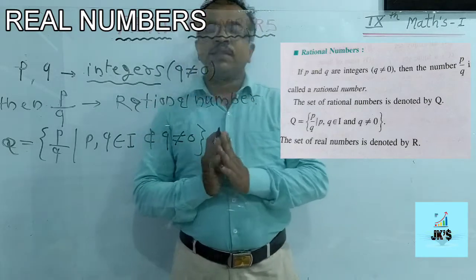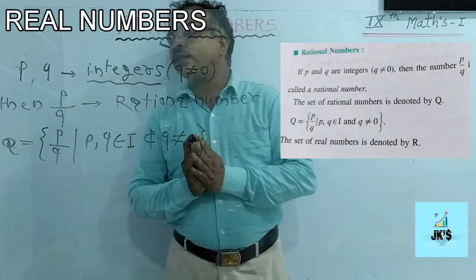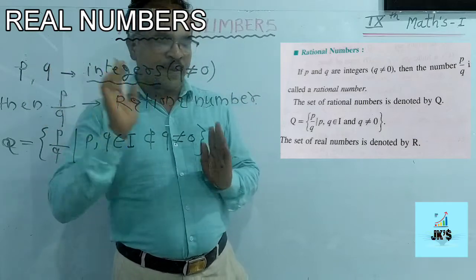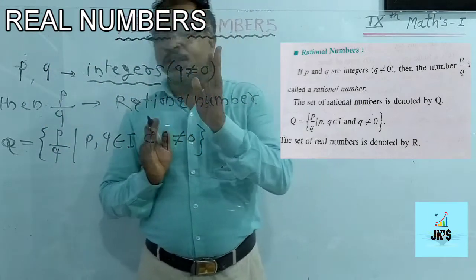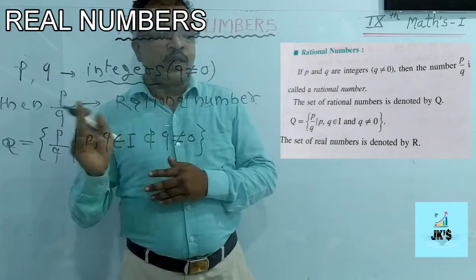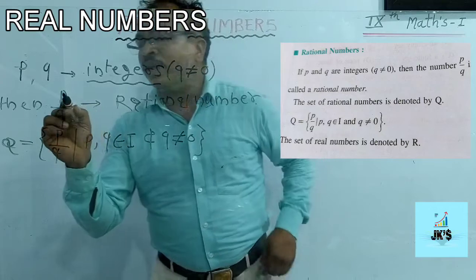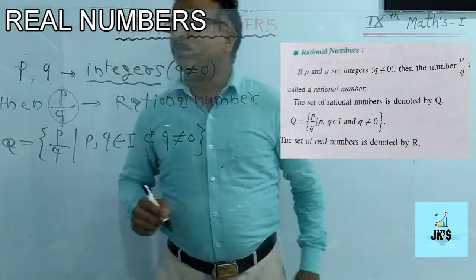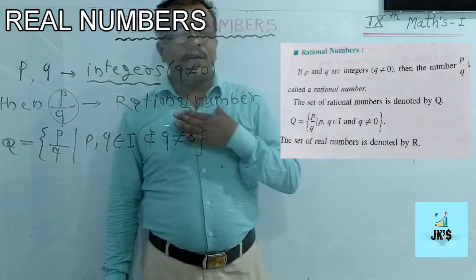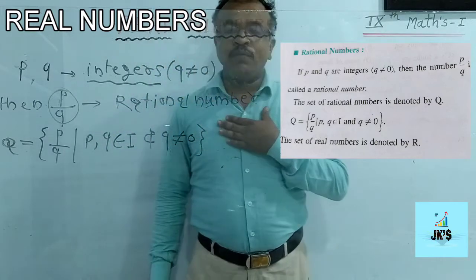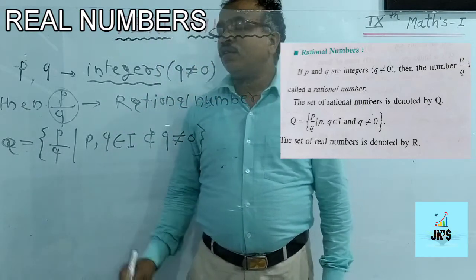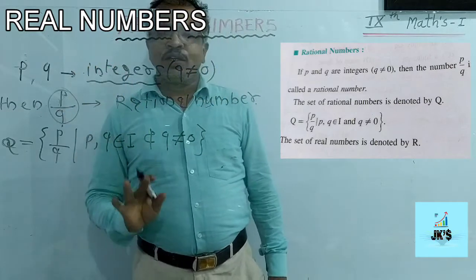Do you understand, friends? What are the rational numbers? If we take any two integers, suppose those are p and q, where q is not equal to 0, then the form p upon q is known as a rational number. This is the rational number which has a numerator and denominator. In our day-to-day life we call them fractions. Okay, do you understand the rational numbers?